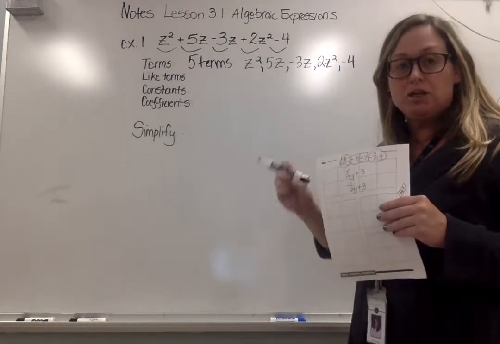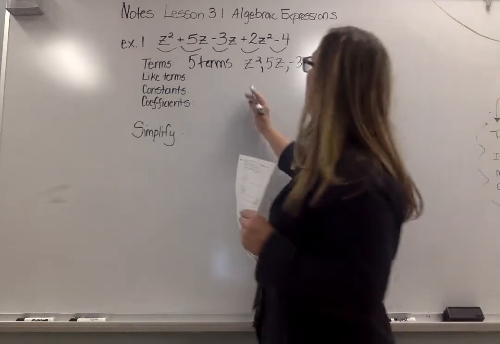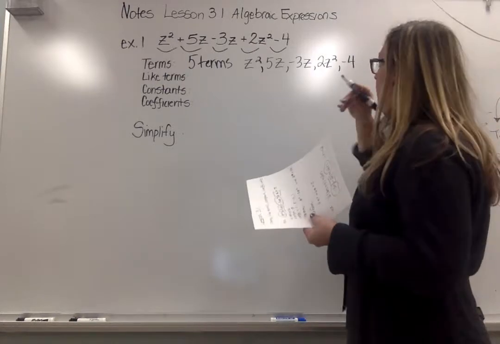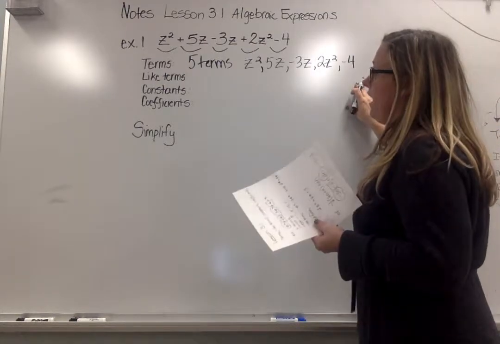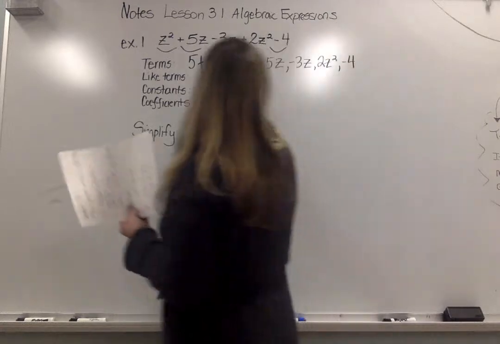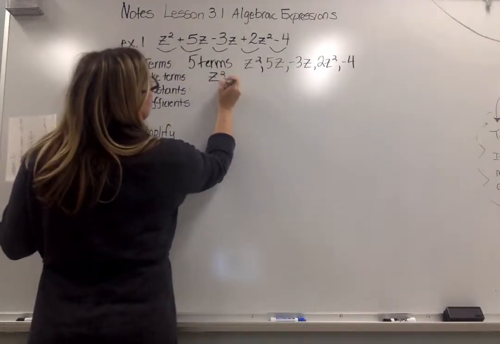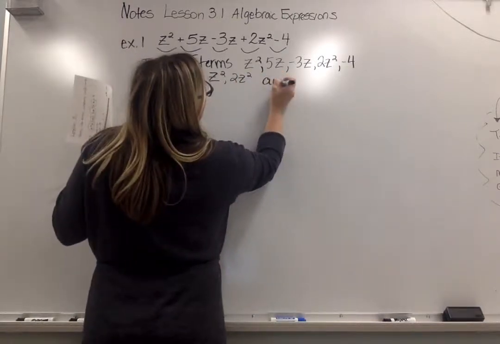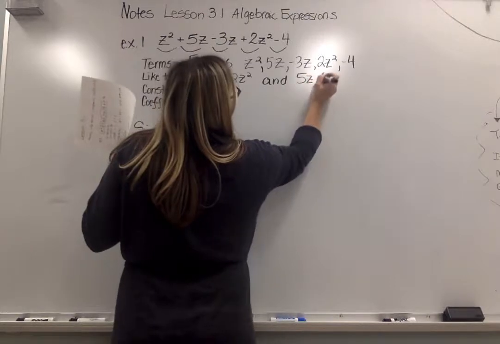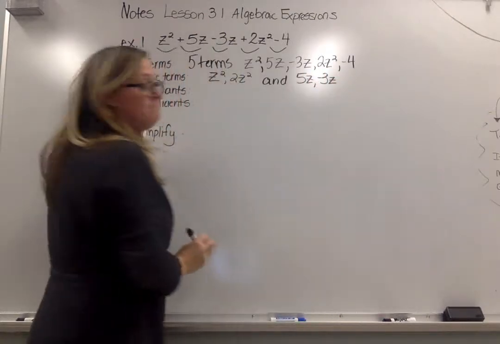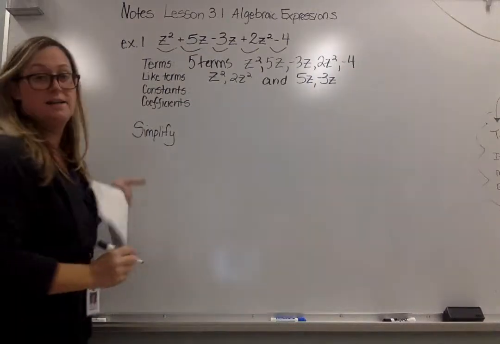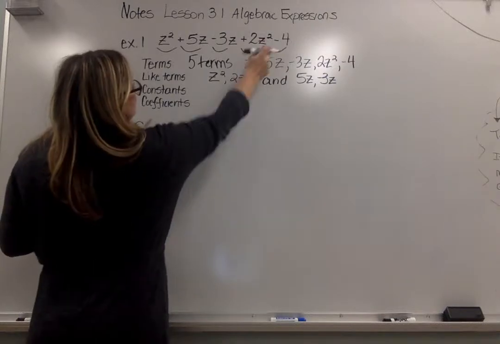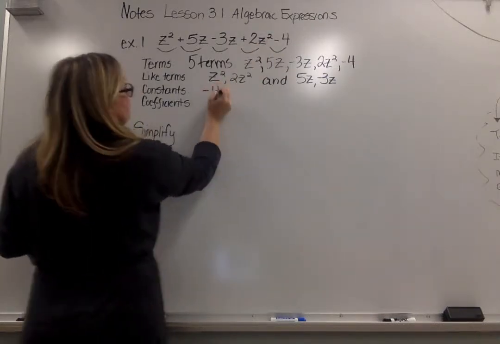Like terms. Like terms are terms that you can add. So within these terms, they have to have the same variable or no variable at all. So in here, I can identify like terms as z squared and 2z squared. Those are like terms, which means I could add them. And I could also add 5z and negative 3z. The next thing is constant. A constant stands alone without any variable. The only constant that we have standing alone is negative 4.